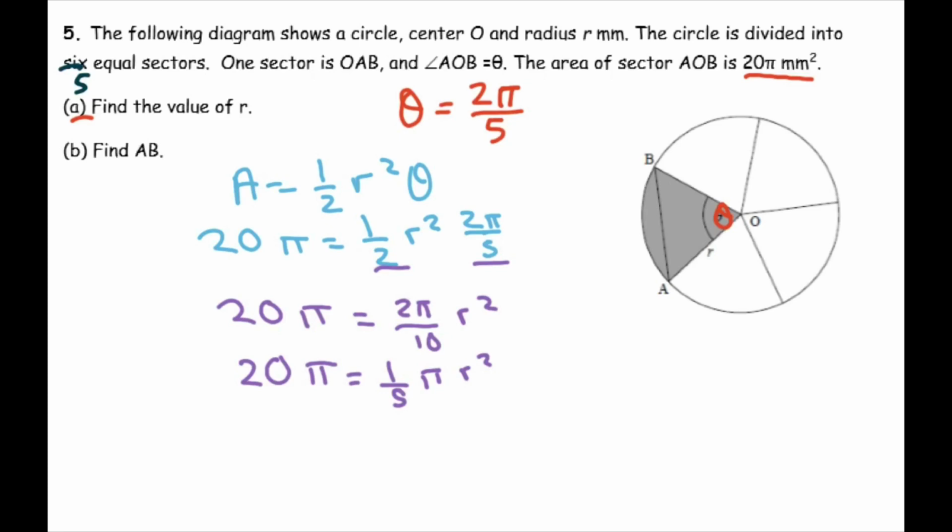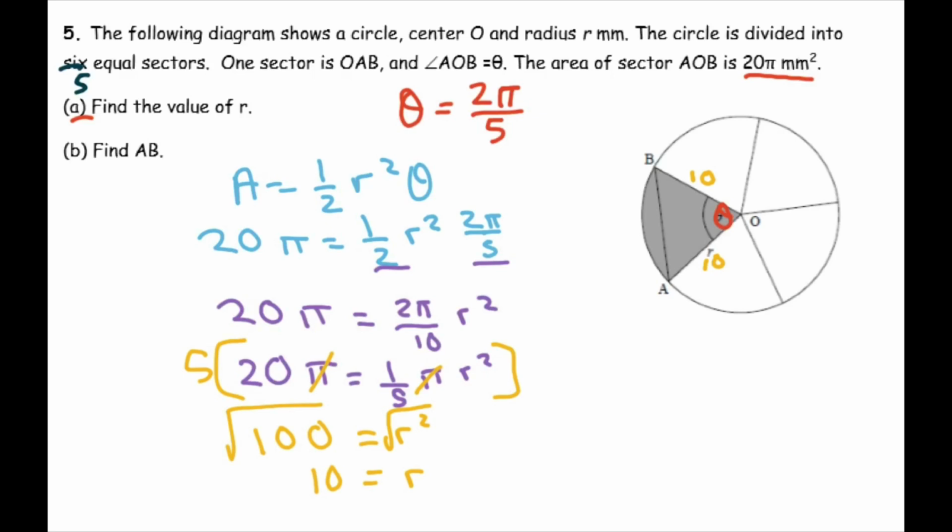If you notice, the pi's will cancel if you divide both sides by pi, and then you just multiply both sides by 5 to get rid of that 1/5. So you get 100 equals r squared. When you square root both sides, you get plus or minus 10, but we want the positive because radius has to be positive. So our r is 10. So we have 10 here and 10 here.